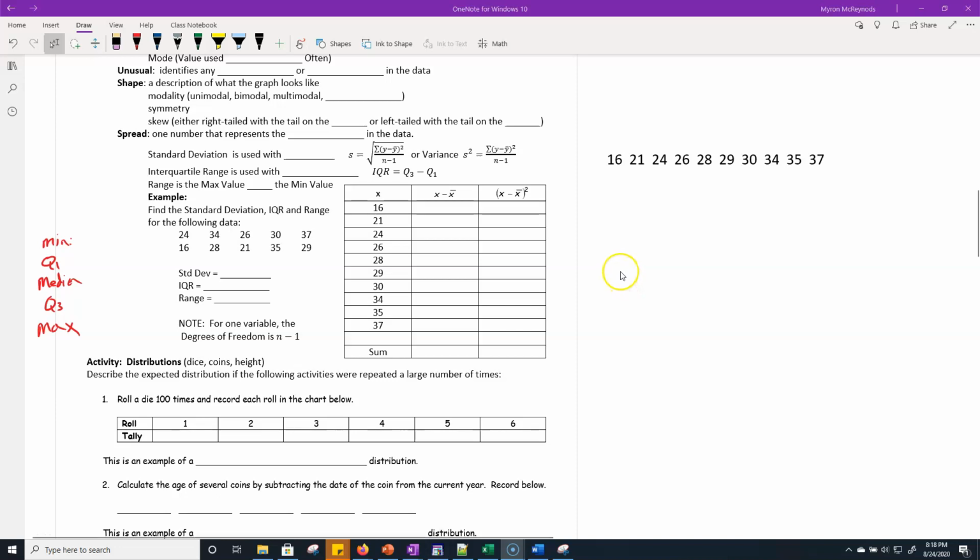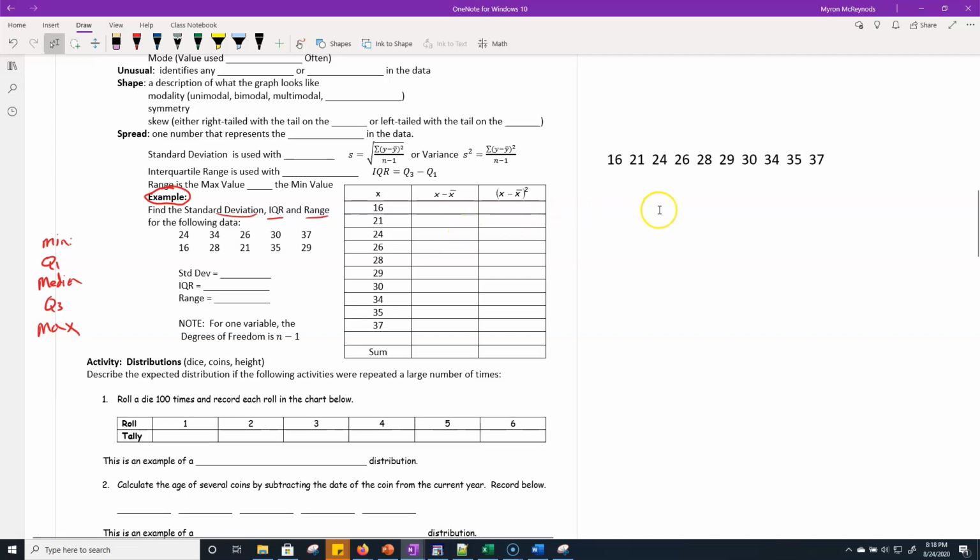All right, in this next example, they're going to be looking for the standard deviation, the IQR, and the range. But before we do that, I want to go over these, which are called the 5-number summary. They're one of the more known things that you do in statistics. You're going to do them a lot. It's called the 5-number summary, and it's the minimum value, the first quartile, the median, the third quartile, and the maximum number.